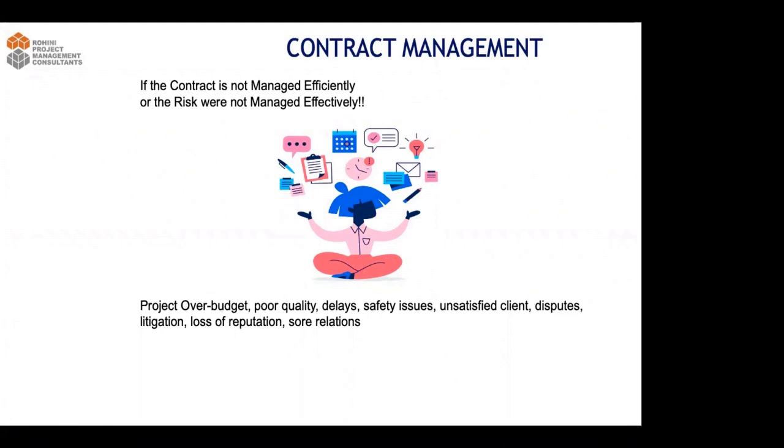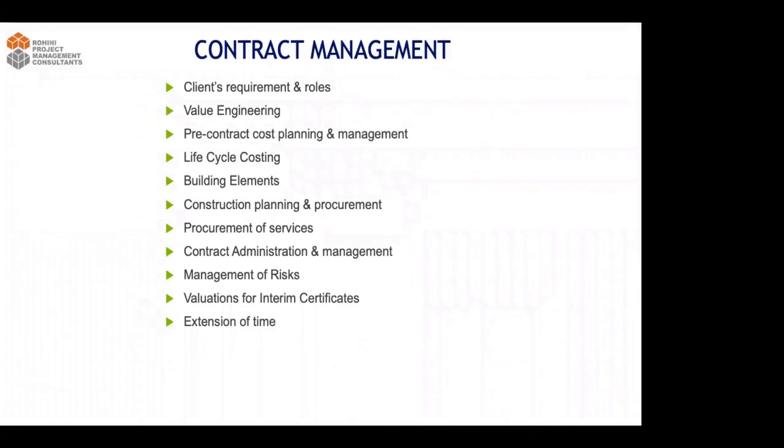So again, when you are managing the time, when you are managing the quality, similarly, you need to have contract management also. Now, in that contract management, what needs to be done is client requirement and roles to be decided. Then value engineering, pre-contract cost planning and management, life cycle costing, building elements, construction planning and procurement, your contract administration, then management of risk, evaluations of interim certificates and extension of time.